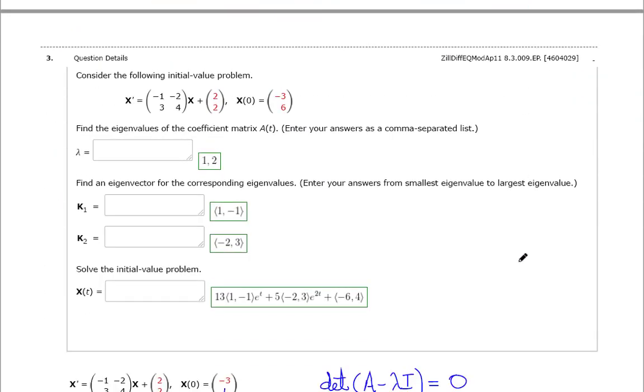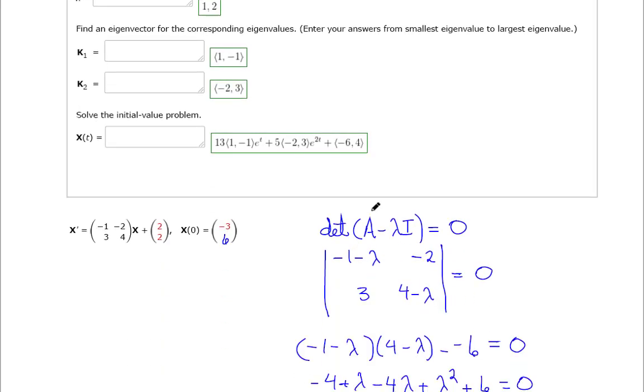All right, let's see. In question 3, we have our matrix A, our driving function, we're going to use undetermined coefficients. And in this case, they're giving us some initial conditions.